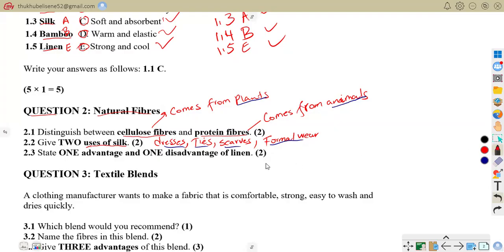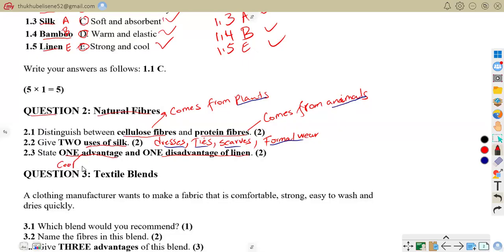So now let us get to question 2.3. State one advantage and one disadvantage of linen. So let's start. Let's first start with the advantage. The advantage is that it is cool in hot weather. Here we are talking about the advantage.